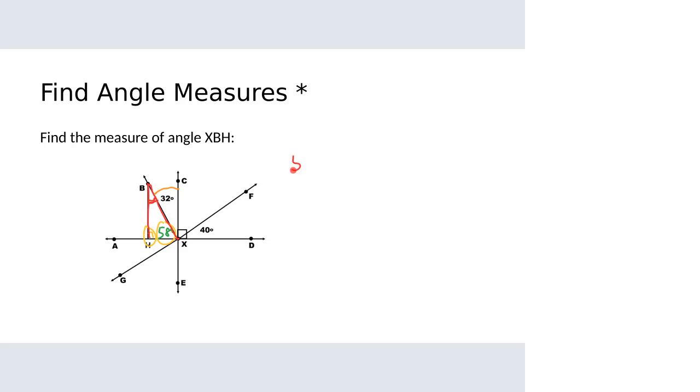And so I'm going to have 58 plus 90 plus XBH that I'm looking for has to make 180. Those three angles together will make up the three angles inside my triangle, so they have to add to 180. If any of these numbers or ideas don't make sense, please don't hesitate to ask.